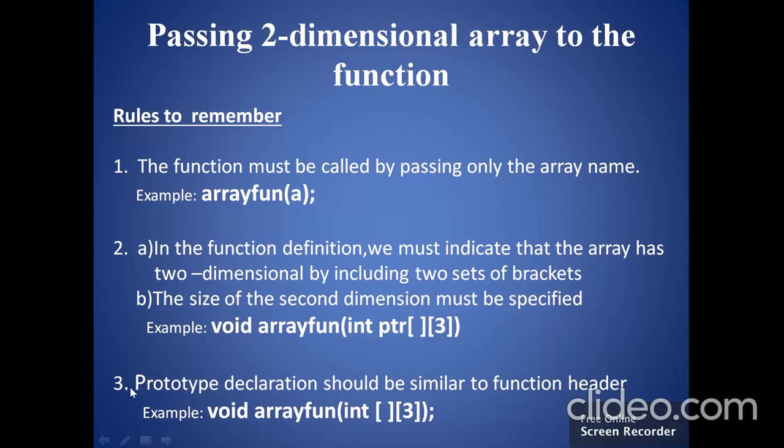Then we move to rule number 3, that is, the prototype declaration should be similar to the function header. So consider this example, that is void array fun. Inside the bracket, we will have int, then we will put two pairs of square brackets. So this statement will indicate that this two-dimensional array will receive only numbers.